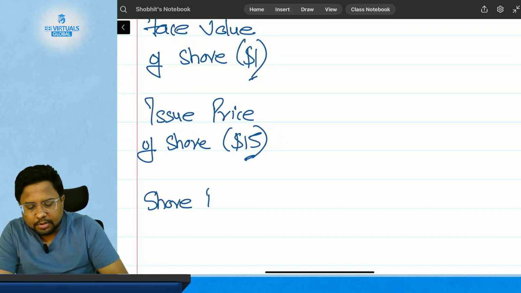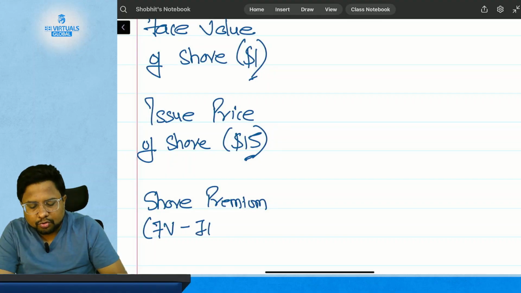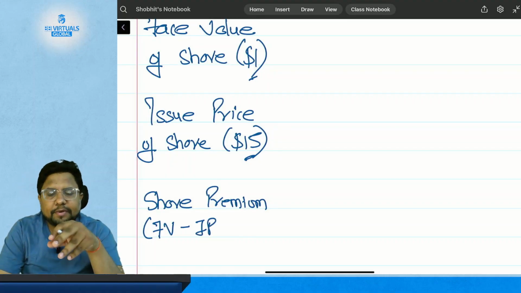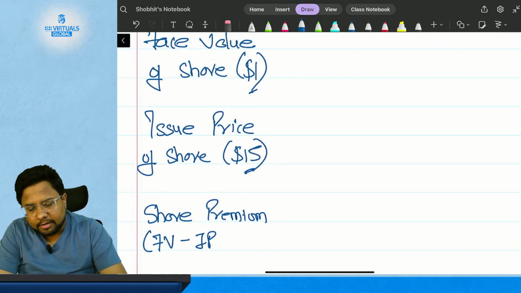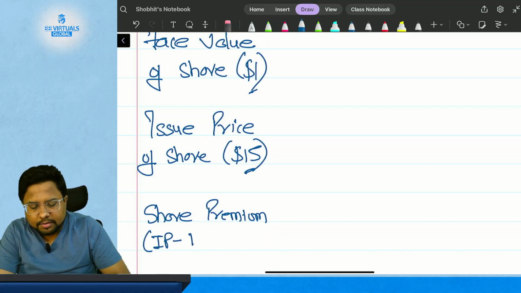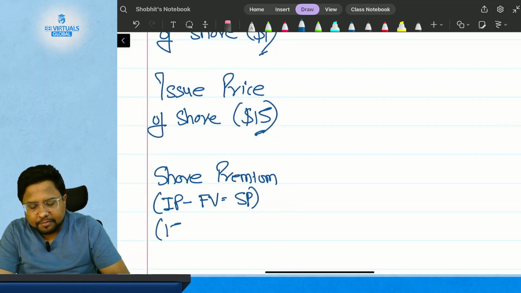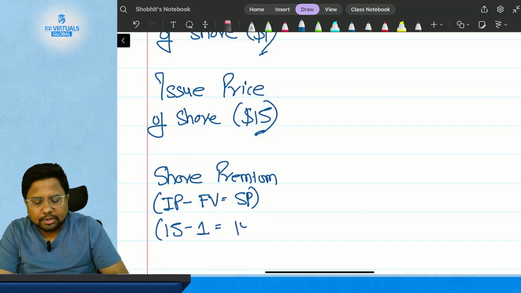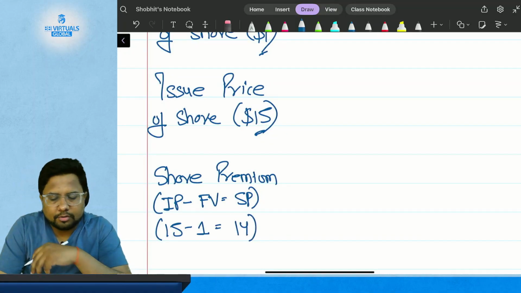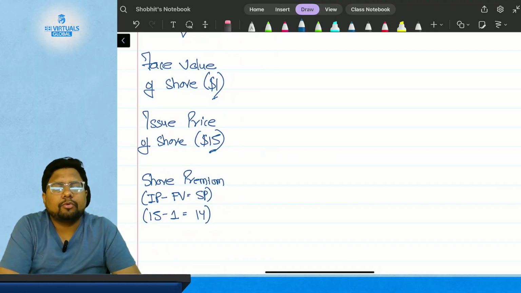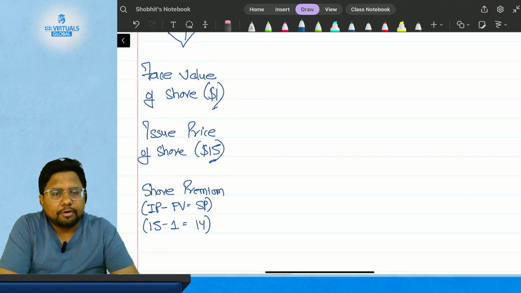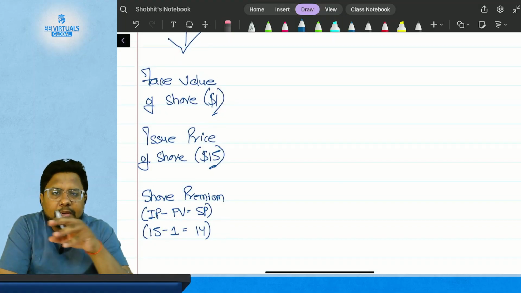This is known as share premium, which is the difference between the issue price and the face value. In this case, the issue price is $15 and the face value is $1, so the share premium is $14. These are the things you need to understand before going to the accounting adjustment for the ordinary equity shares.